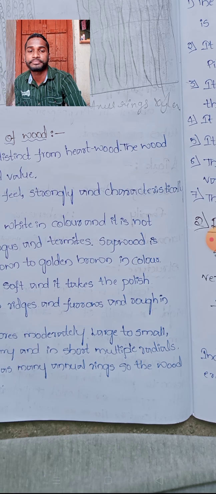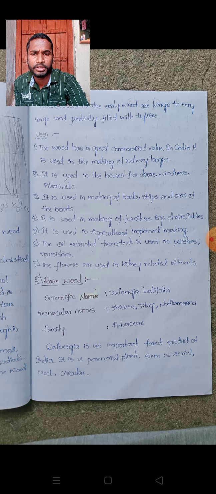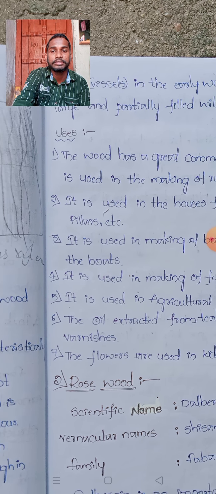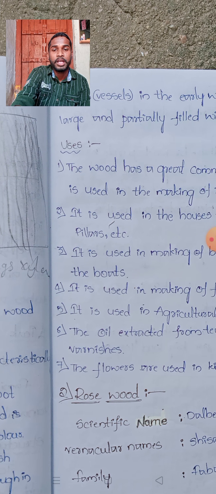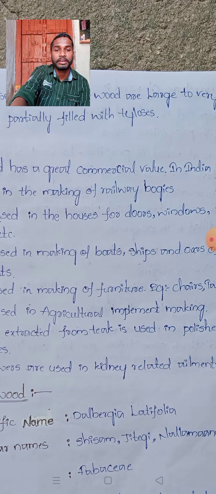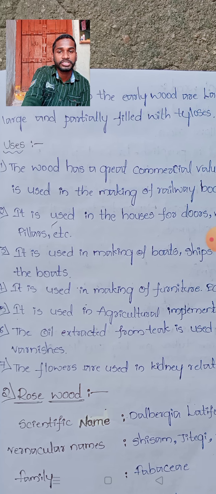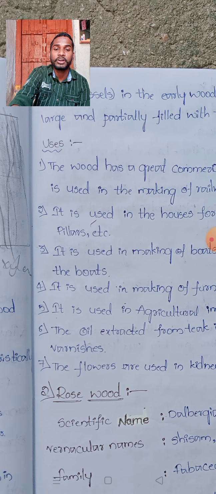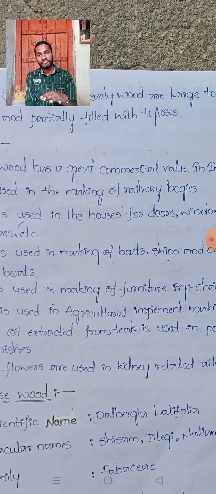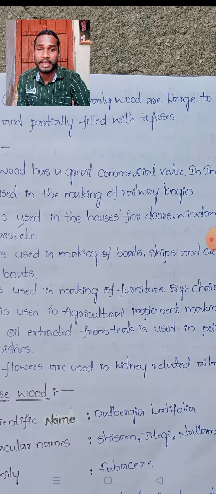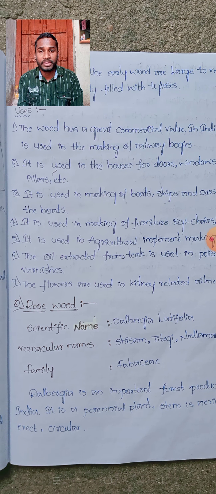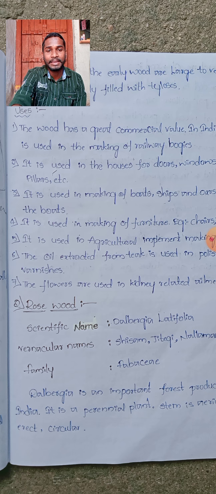The pores in the early wood are large to very large, and partially filled with tyloses. Many uses are there in teak wood. The wood has a great commercial value.